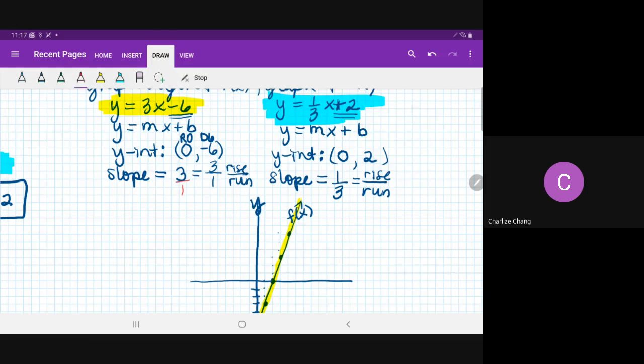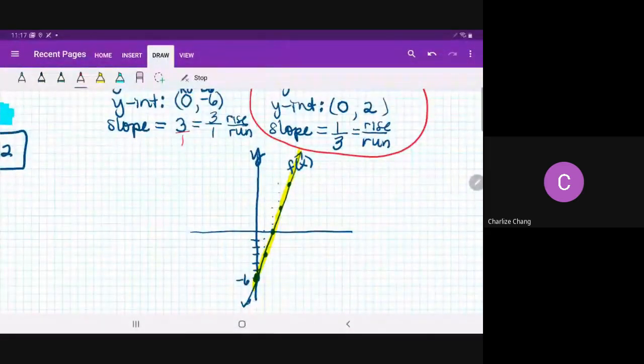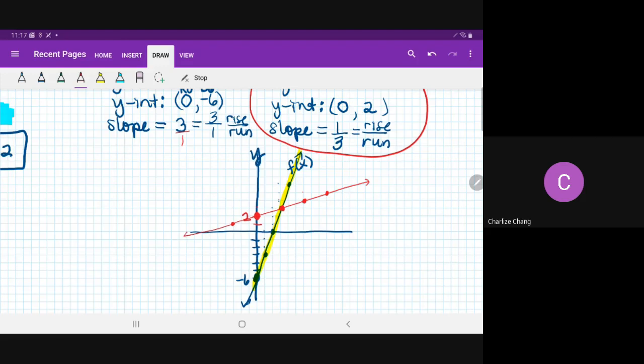Okay, I'm going to change colors on this one also. I'm going to circle it in red so that if you just have another color, you can do that too. And then I'll also highlight it in blue so you can see. So this one, the y-intercept is (0, 2). So you're going to go (0, 2) on the y-axis. The y-intercept is always on the y-axis. And then your slope is rise 1, run 3. So up 1, right 3, up 1, right 3, up 1, right 3, down 1, left 3. That's it.